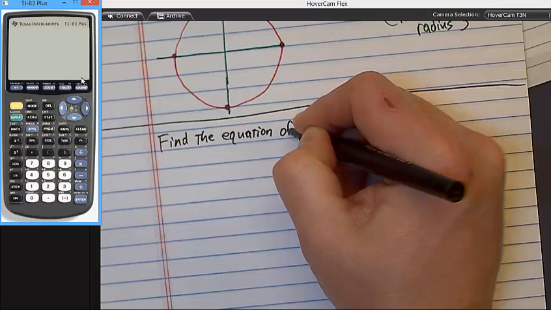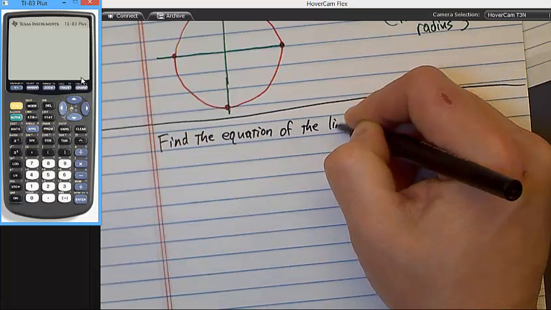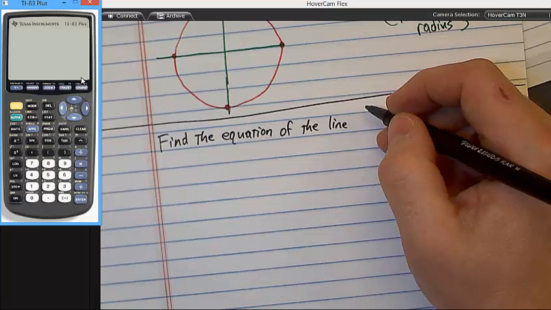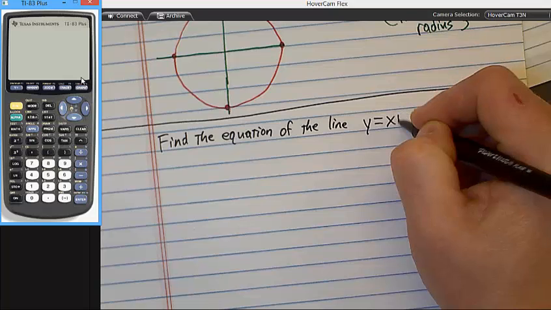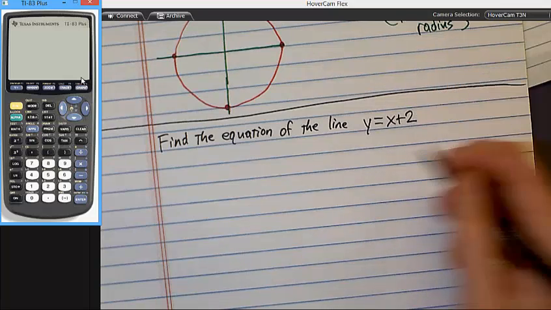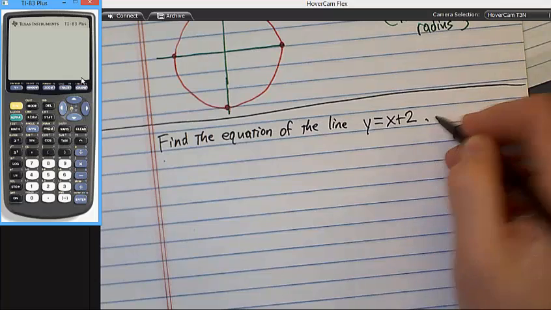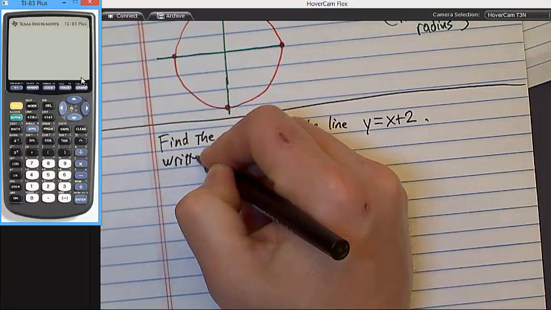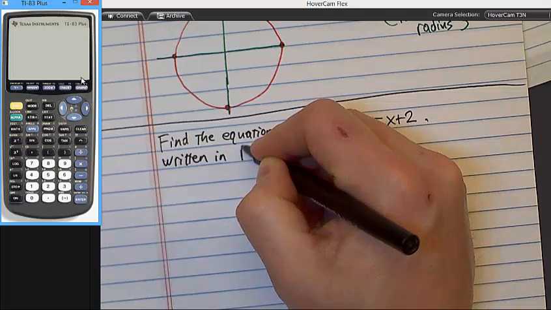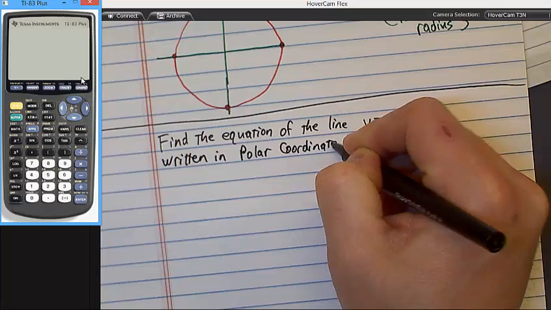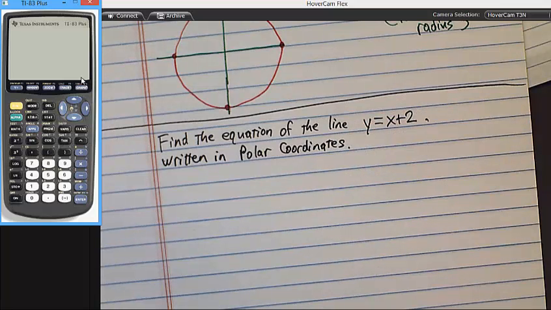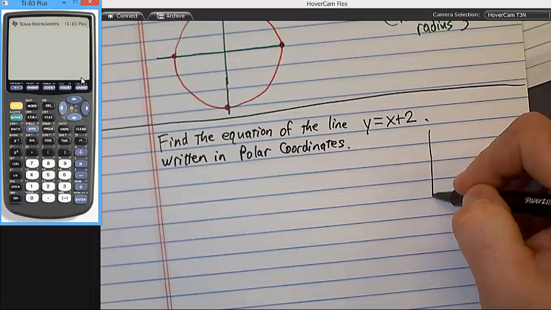Find the equation of the line y equals x plus 2 written in polar coordinates. Now, actually, this is kind of a stupid way to handle a line. It's a great way to handle a circle, but let's do it anyways. It's a good exercise. So, first of all, a picture.